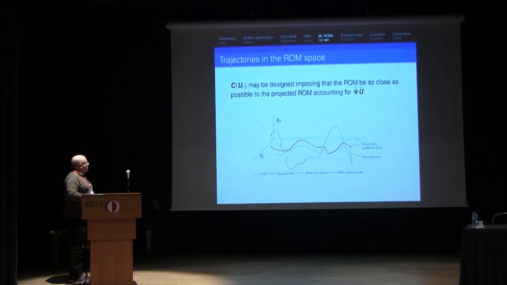Here there is a picture of the evolution of the full order solution, the reduced order solution, the projected full order solution, and the closure error. That's what we intend to model, that closure error.